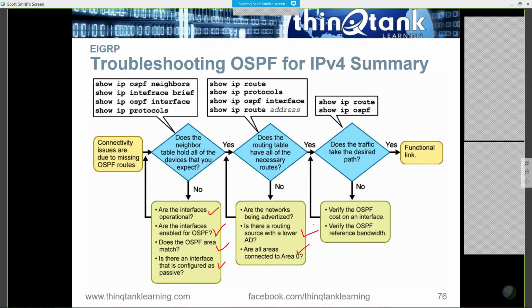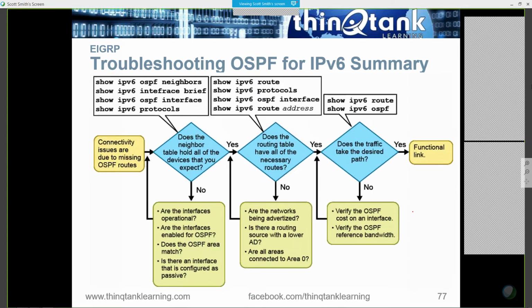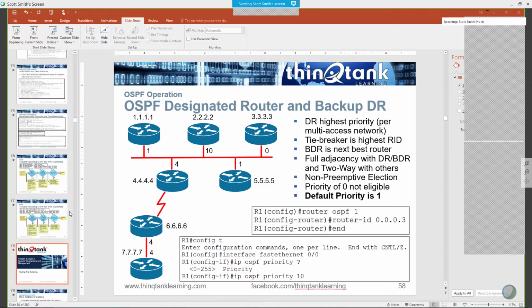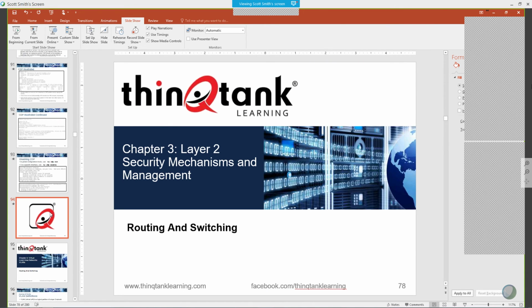And if the traffic doesn't take the desired path, I need to analyze my routing table. I need to look at the cost of the interfaces. I need to look at the bandwidths to see if the metrics have been manipulated. If the metrics have been manipulated, then the routing process is going to be flawed. Same thing with IPv6. All right? So, that is the end of our advanced routing discussion.